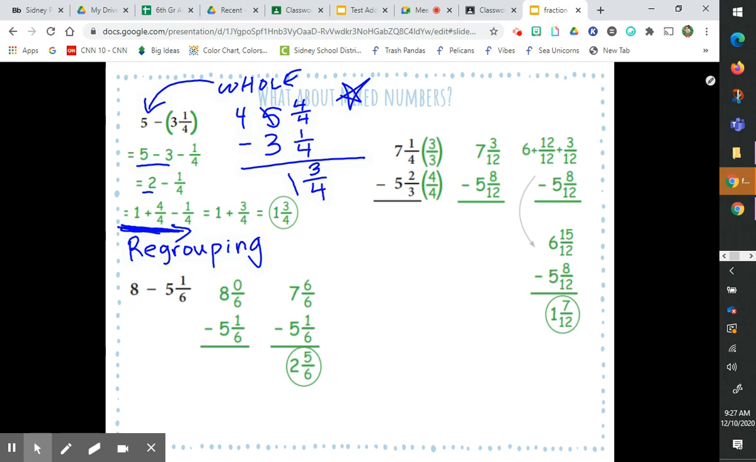And then the next one over, the 7 1/4 minus 5 and 2/3, we first had to find common denominators, right? Once they found common denominators, they found out that they had 6 and 15/12 minus 5 and 8/12. They did not have to regroup for that one, did they? And when they finished up, they got 7/12. Is that in its simplest form? Yes. Very good.